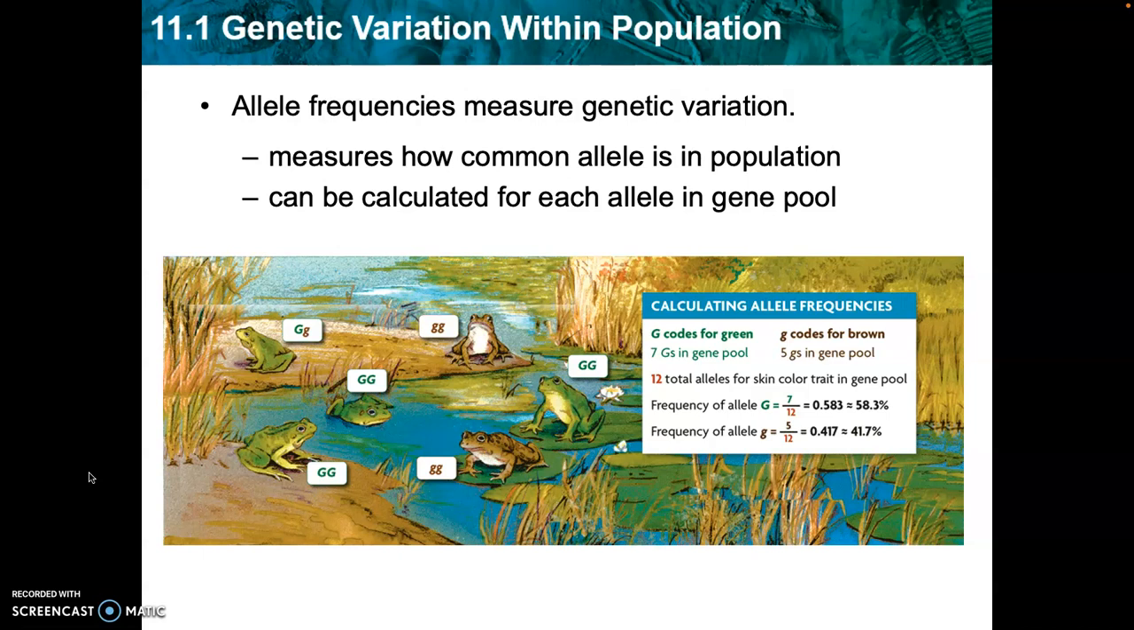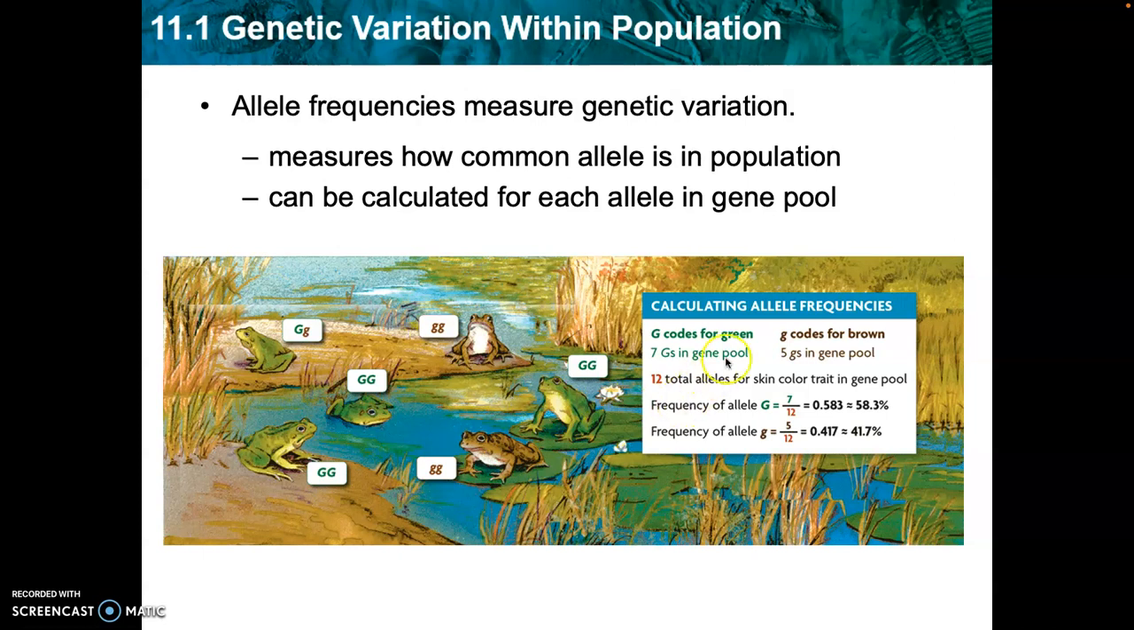When we are talking about genetic variation in a gene pool, one of the major ways that we measure or quantify that is by counting up alleles and calculating allele frequencies. A frequency is just how often a certain allele appears. That can give us an idea of how diverse genetically our population is. So it's just a measure of how common a certain allele is. And we can calculate it if we know the genotypes of all of the individuals in our population.